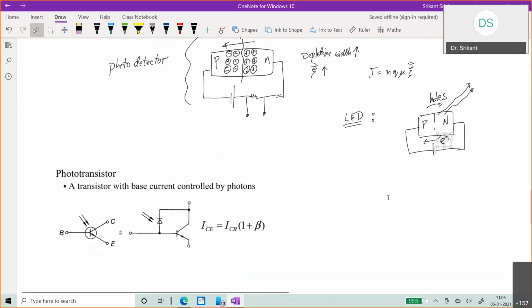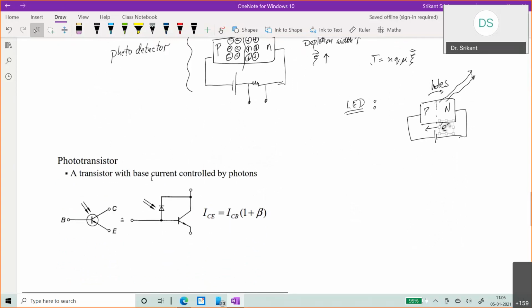Just as we talked about the diode, you can also have a transistor. And in the case of a photo transistor, what will happen is that I have a BJT. So this is the regular symbol of a BJT, and this is a NPN BJT because you can see that the arrow is on the emitter side going out. So it's an NPN BJT and there is light shining on it. So this is the symbol of the phototransistor.